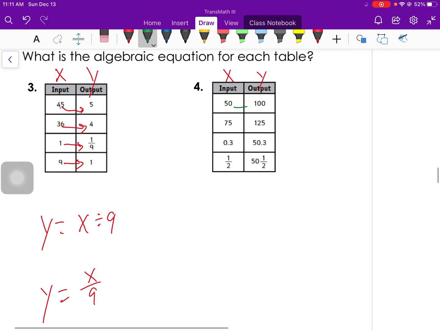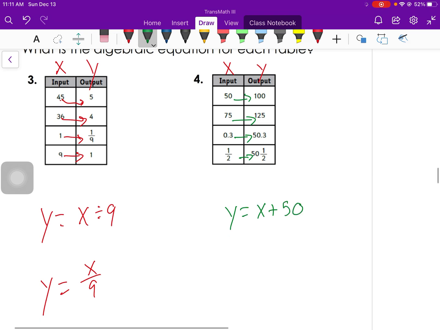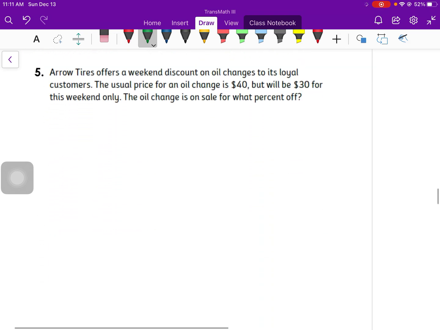For number 4 here, I'm going to be either adding 50 or multiplying by 2. Well, that's going to be adding 50. It's easier to see probably with these last two that we're adding 50, so y is equal to x plus 50. Again, I know I'm going through some of these a little bit quicker, but these are all review things. None of this should be new. Pause the video to check if you got answers right or wrong as you go.